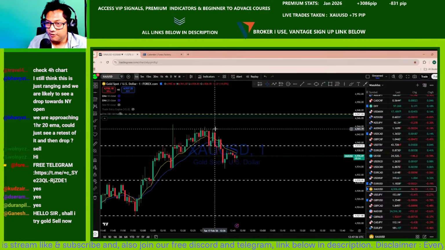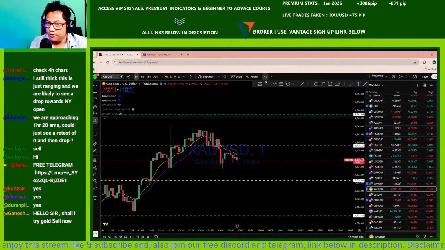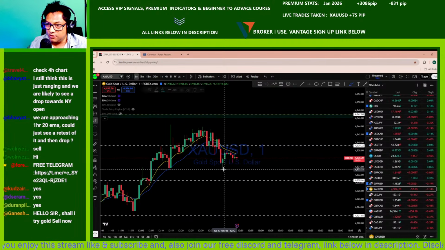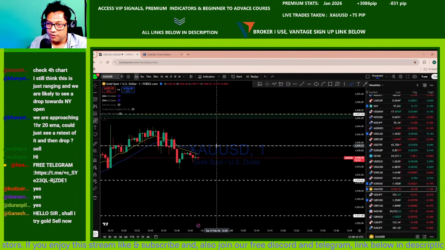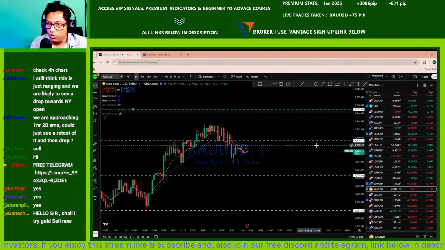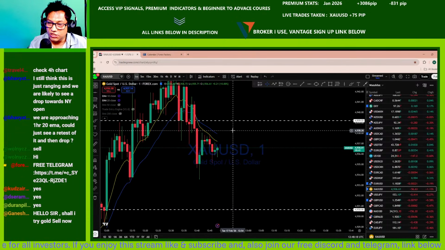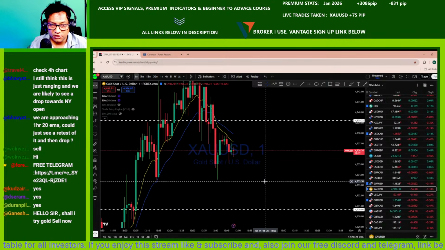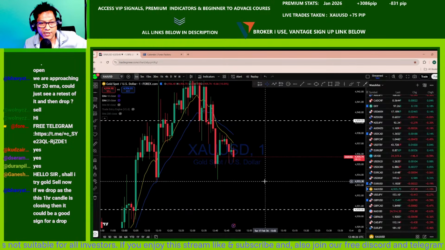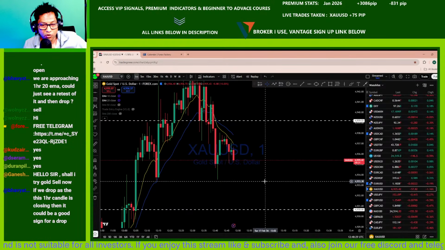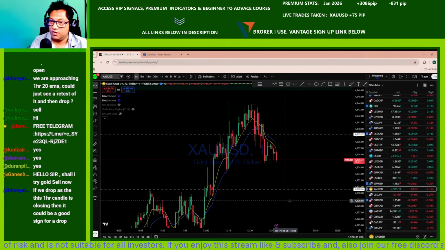So if you look here, there is a series of lower highs, and the market may retest and then could continue to drop here. With that series of lower highs, we are looking for this market to break the 20 and 10 exponential moving averages and then to drop down. If we drop as this 1 hour candle is closing, then it could be a good sign for a drop. Yes, the market here is showing a potentially bearish sign.